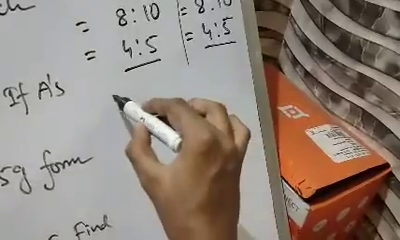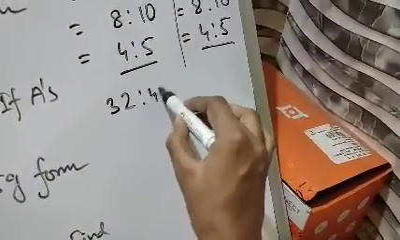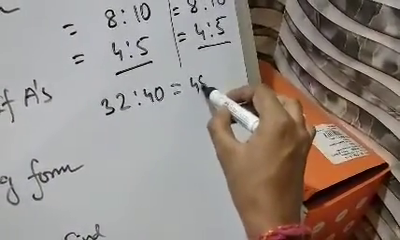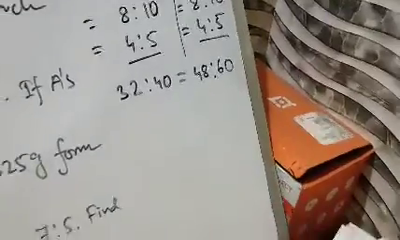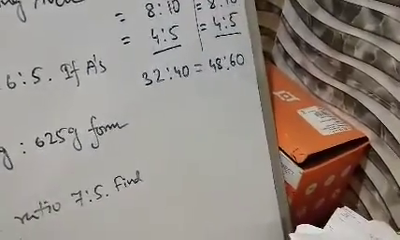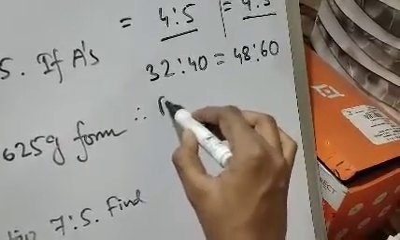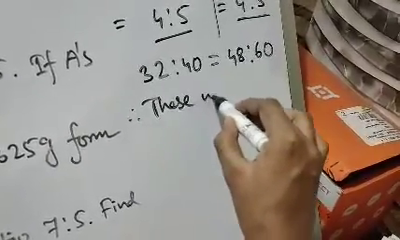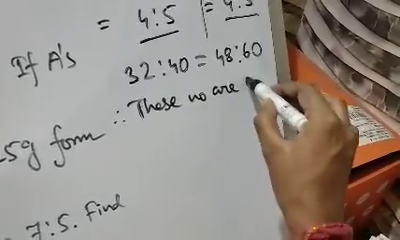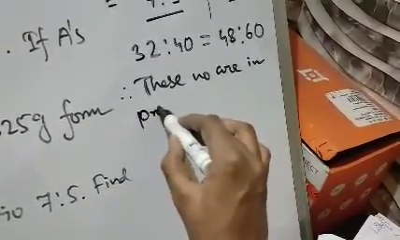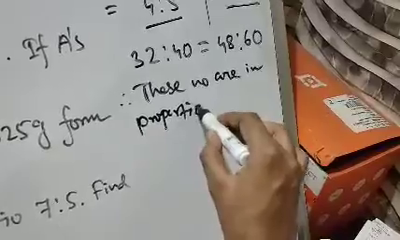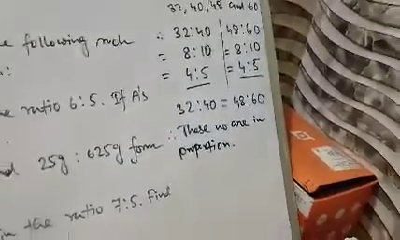That means we can write that 32 is to 40 is equal to 48 is to 60. That means these numbers form a proportion. Therefore these numbers are in proportion. That is the answer.